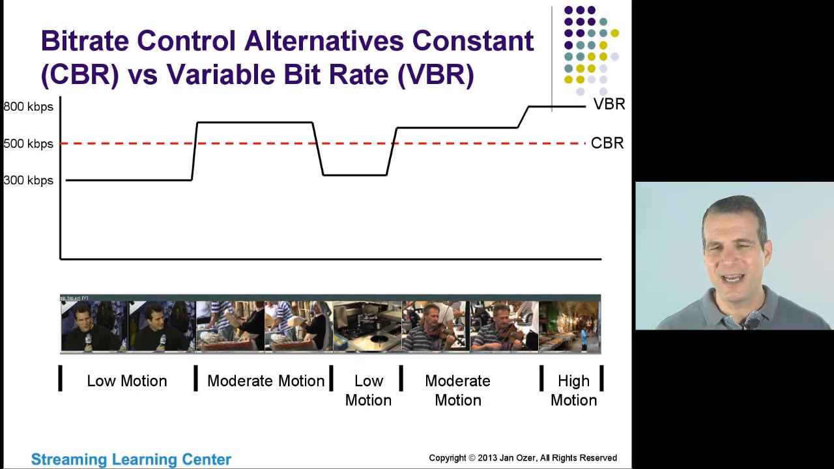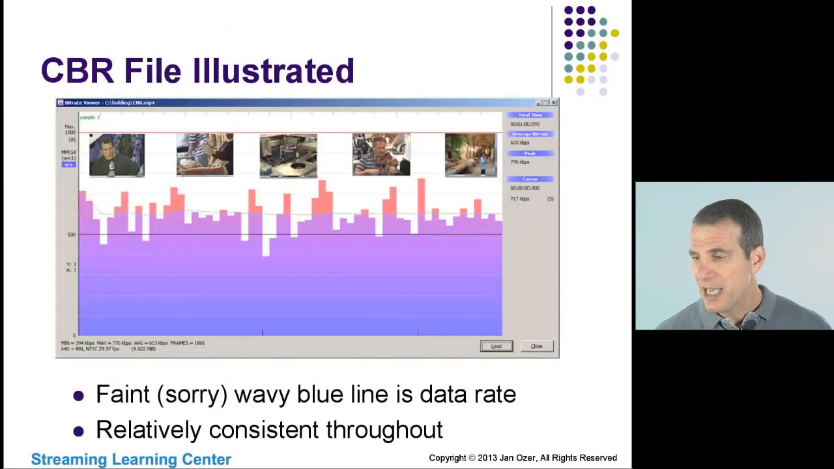So this is kind of a synthetic example of what the file would look like. Let's look at an actual example of the video file that was encoded. So this is a program called Bitrate Viewer, and what it shows you is the average bit rate of the video file, and the spikes are keyframes within that video file, and you'll learn more about keyframes in a moment.